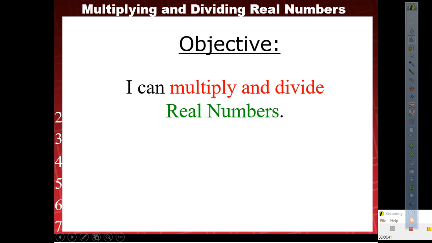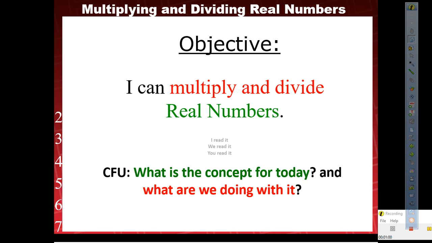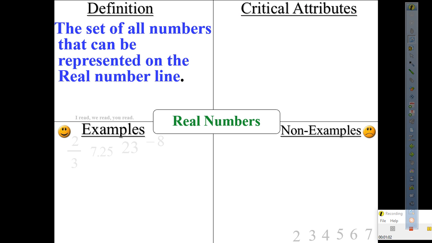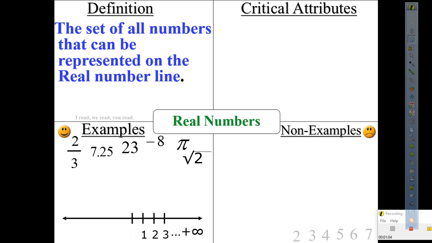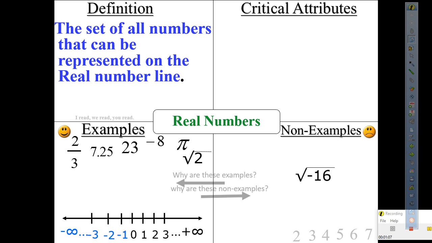Yes, sir? Yeah, the one that you started today, right? And we already have the Frayer model for the real numbers. Is that correct? You did that on your own, and you know this by memory? Damn, you guys are pretty good.